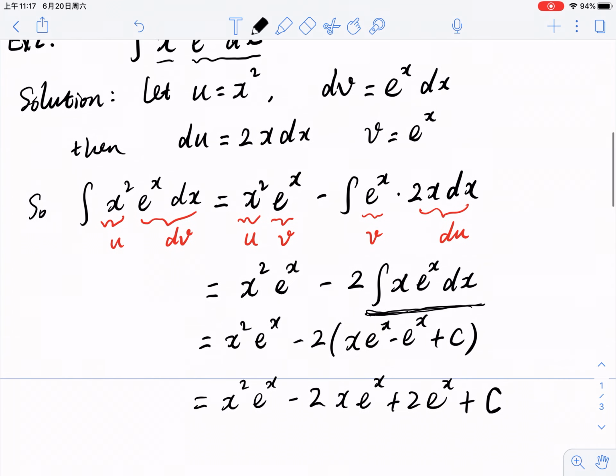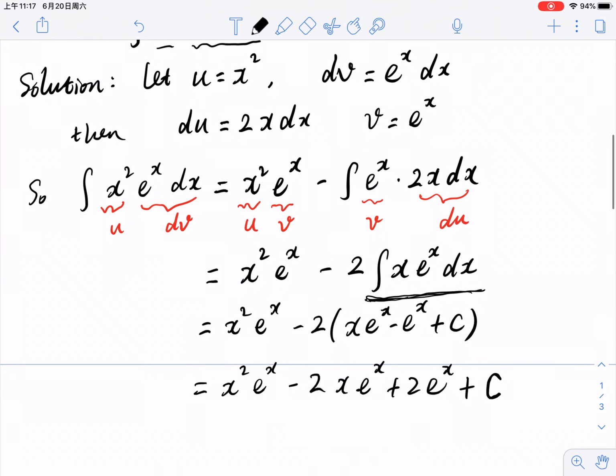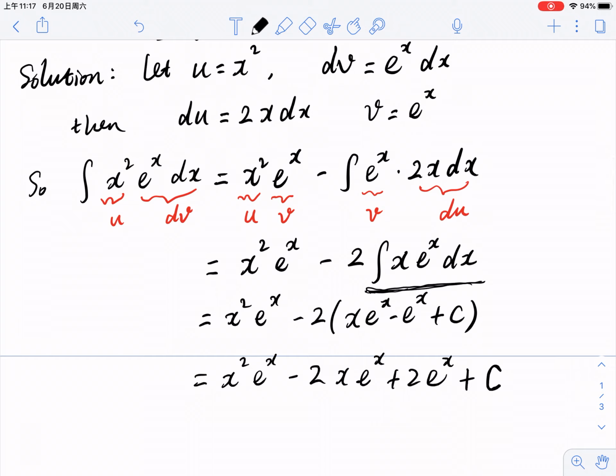From this example, we see that in some cases we may need to use the integration by parts formula twice. We use it here, and we also need it for this integral.